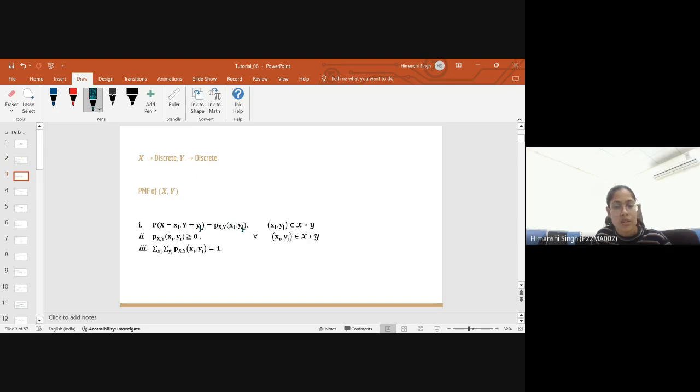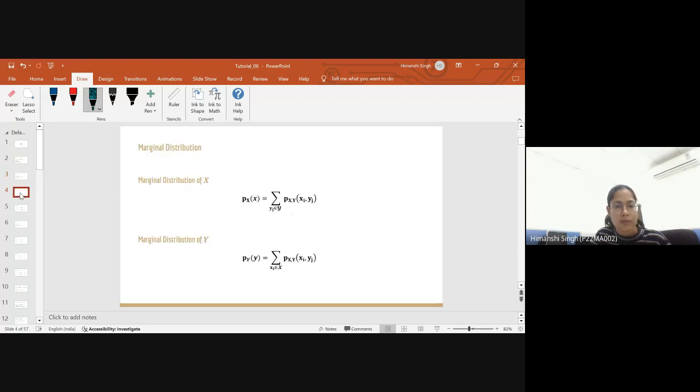This PMF should be greater than or equal to 0. And if I sum it over all the values of x and all the values of y, then I should get the total probability equal to 1. So these two are the properties of the PMF, and this is how we represent the PMF for the random vector (X, Y) when X and Y are both discrete.